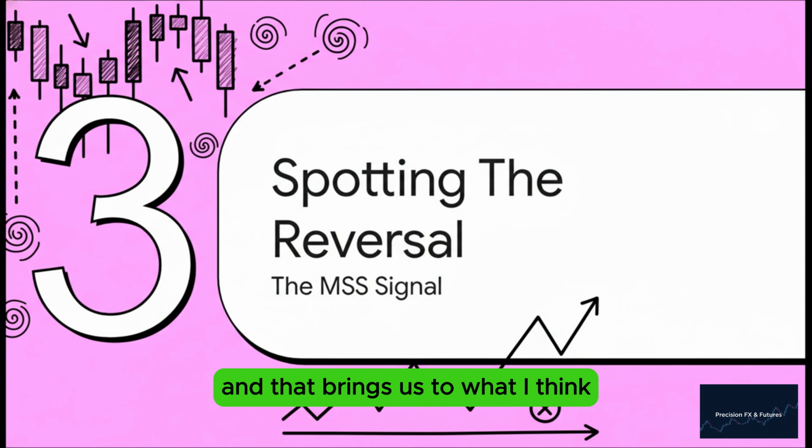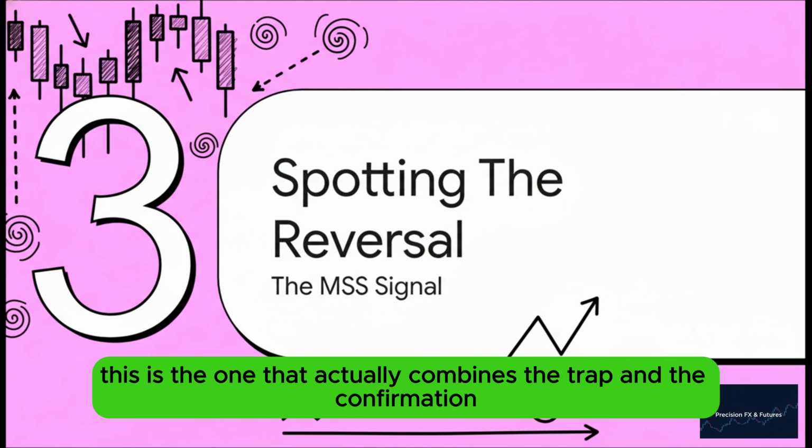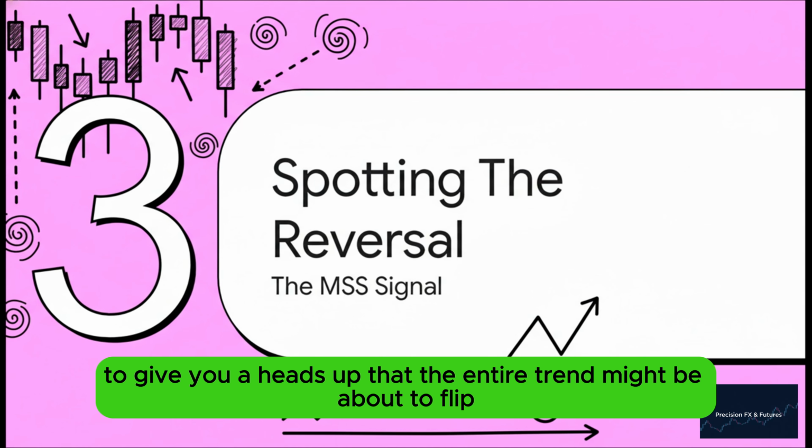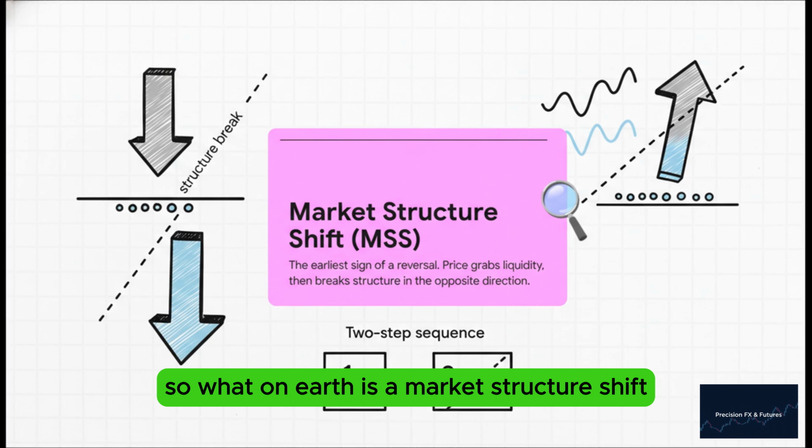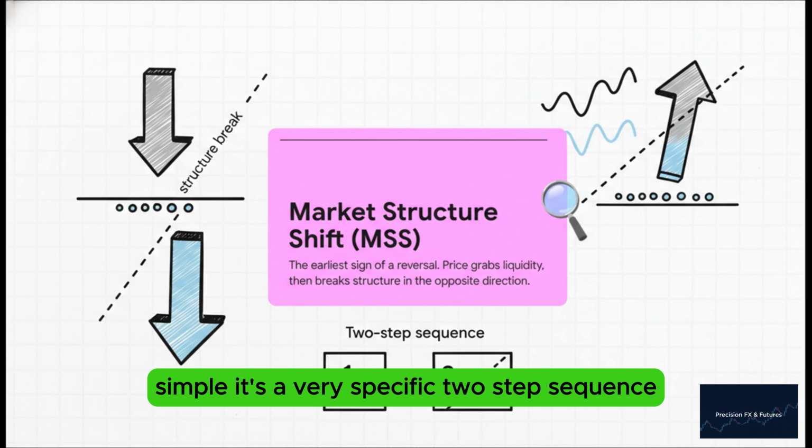And that brings us to what I think is the most powerful signal of them all. This is the one that actually combines the trap and the confirmation to give you a heads up that the entire trend might be about to flip. It's called the market structure shift, or MSS. So what on earth is a market structure shift? Simple. It's a very specific two-step sequence.